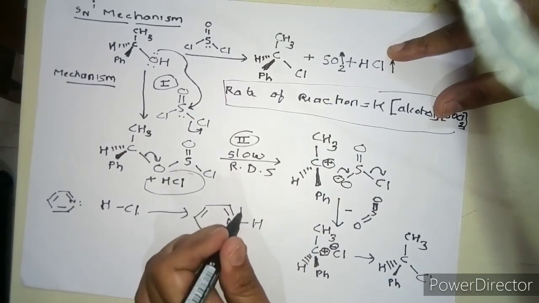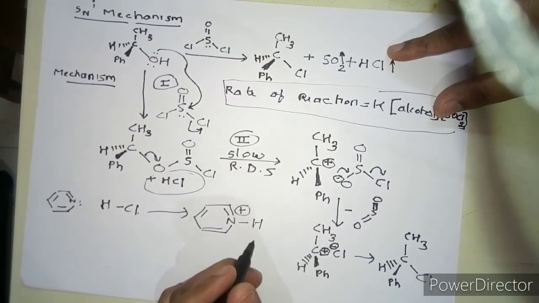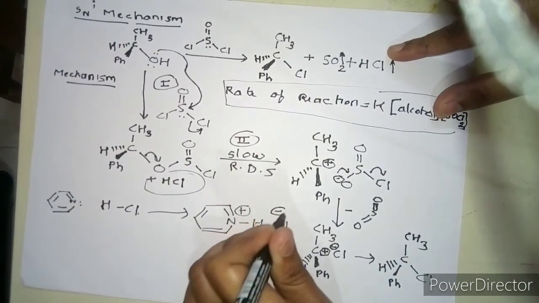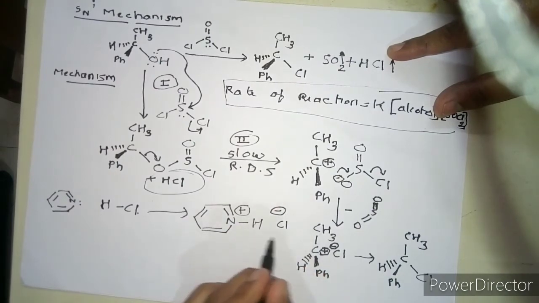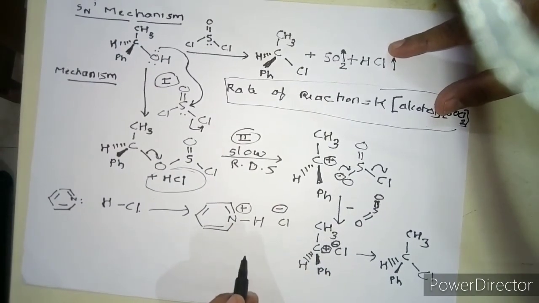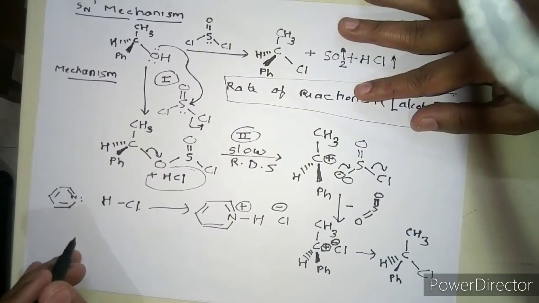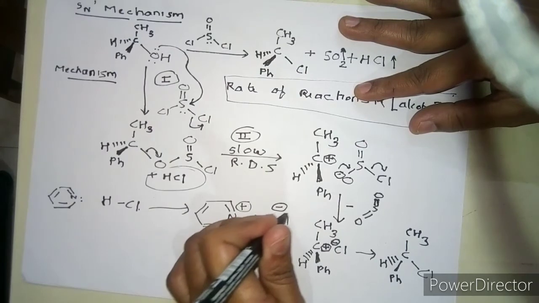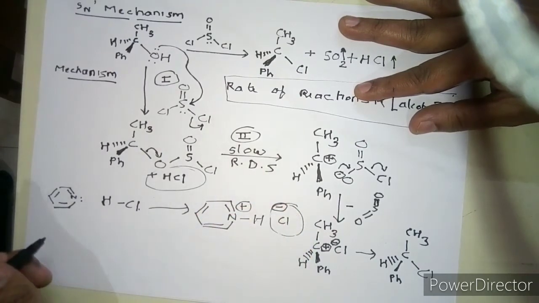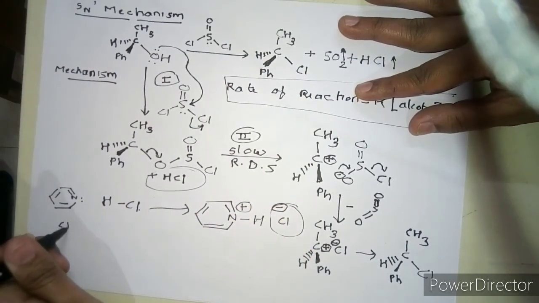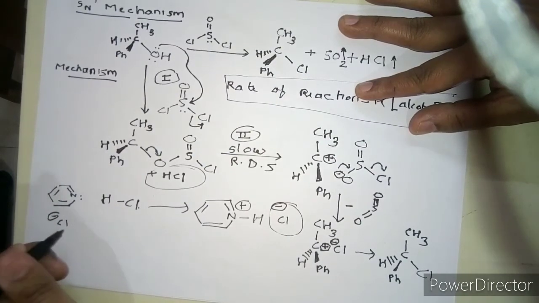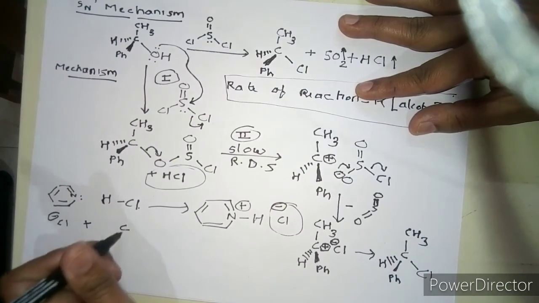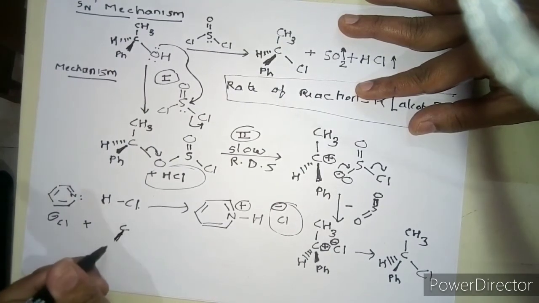And what do you get? You get pyridinium chloride. This is called pyridinium chloride. Now in the next step, what happens? The Cl minus ion is now free, and what does this Cl minus ion do?